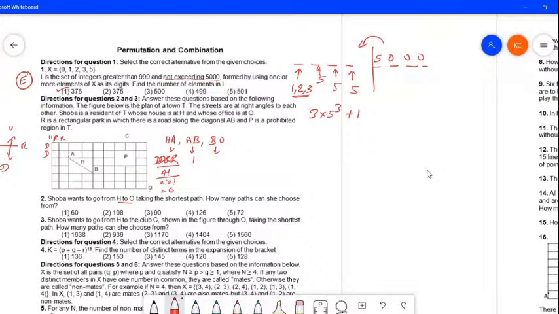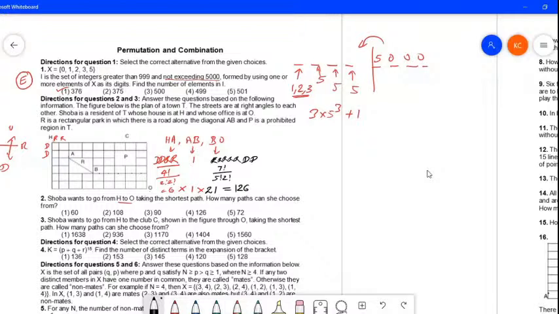A to B we already know is one way we can do it. B to O, how many rights do we have to go? 1, 2, 3, 4, 5. 5 rights. And how many downs? 2 downs. So that is 7 factorial divided by 5 factorial divided by 2 factorial, which is equal to 21. The answer is 126. Now this is, I'll say, a moderate level question.